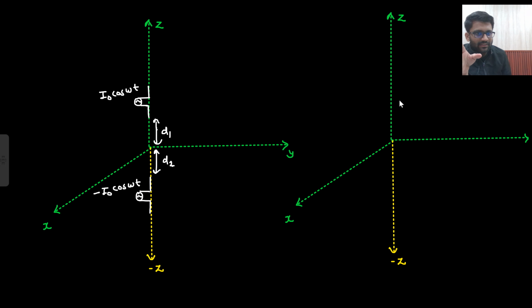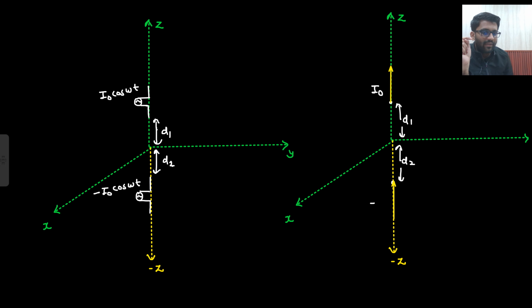Here the same structure is there. At d1 height you are having one antenna, and at d2 height you are having the other antenna. But now the current values are different. This is having I naught and this is having minus I naught. So what is the way of showing it? You make this arrow upward, and this arrow you also make upward only. So this current is I naught, this current is minus I naught.